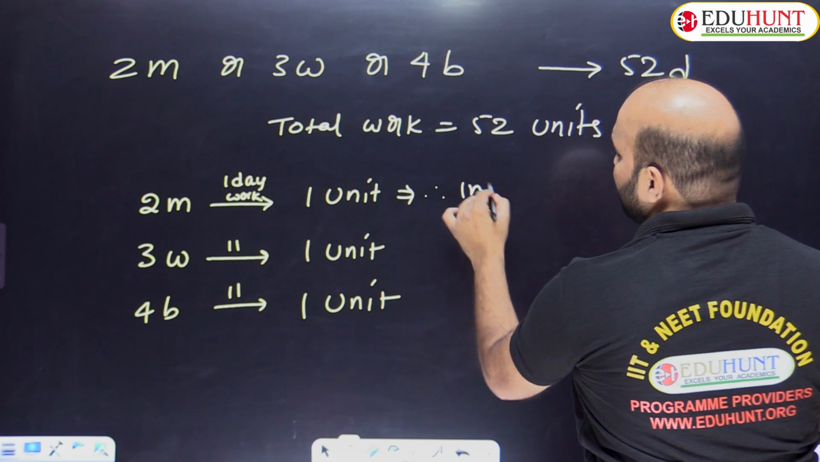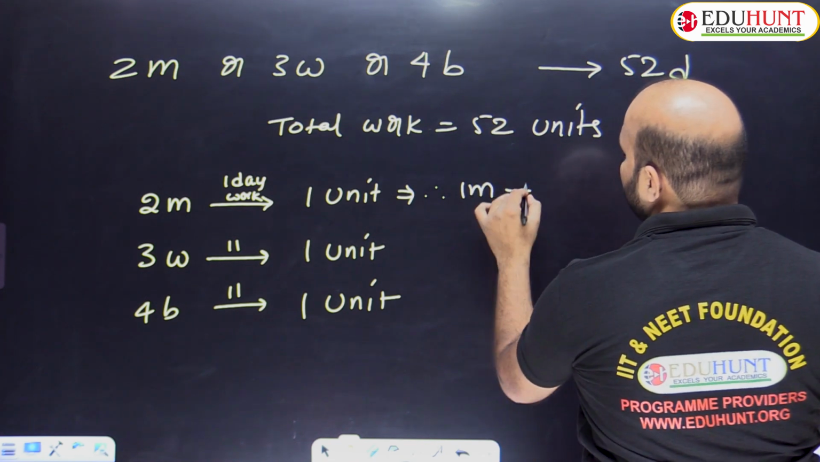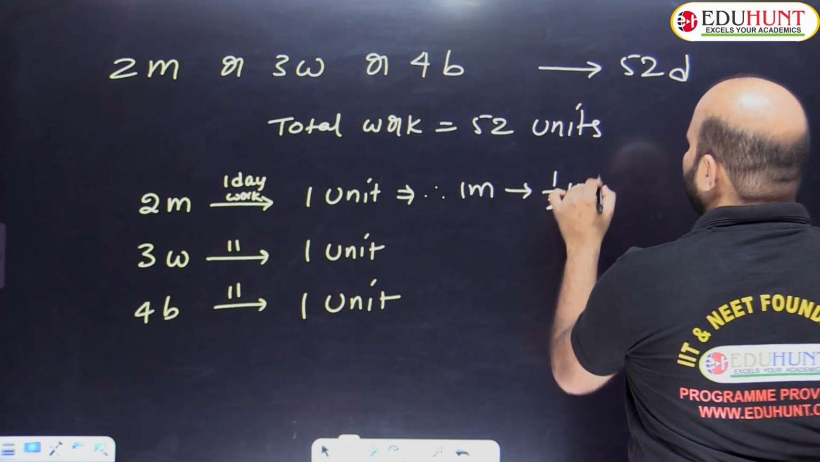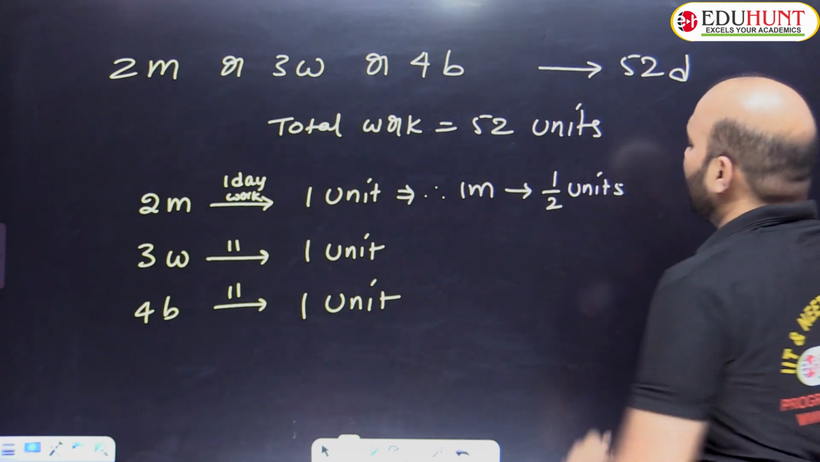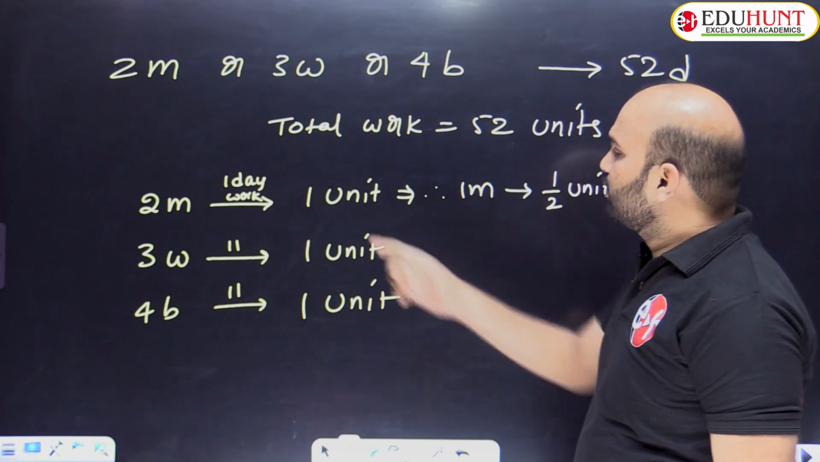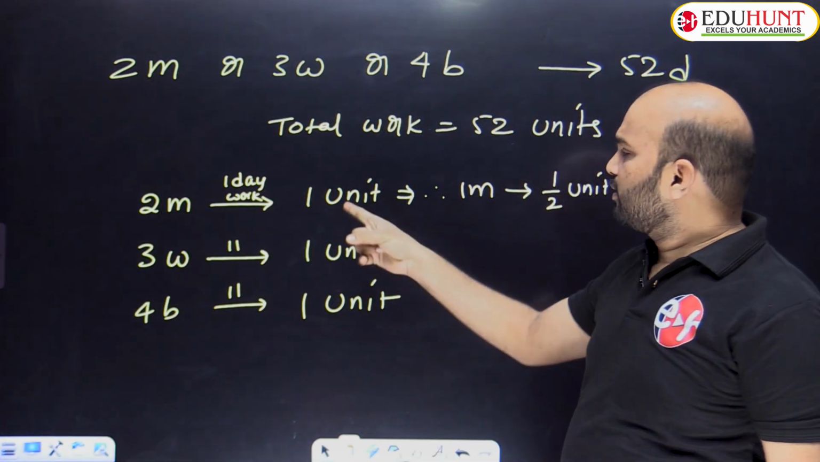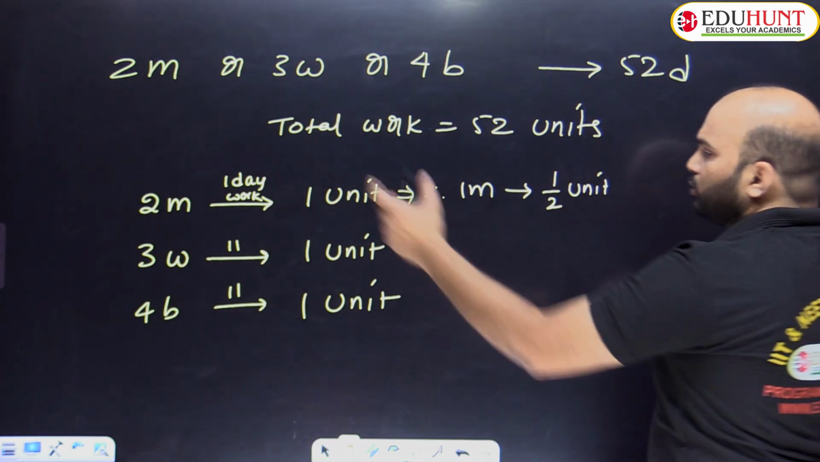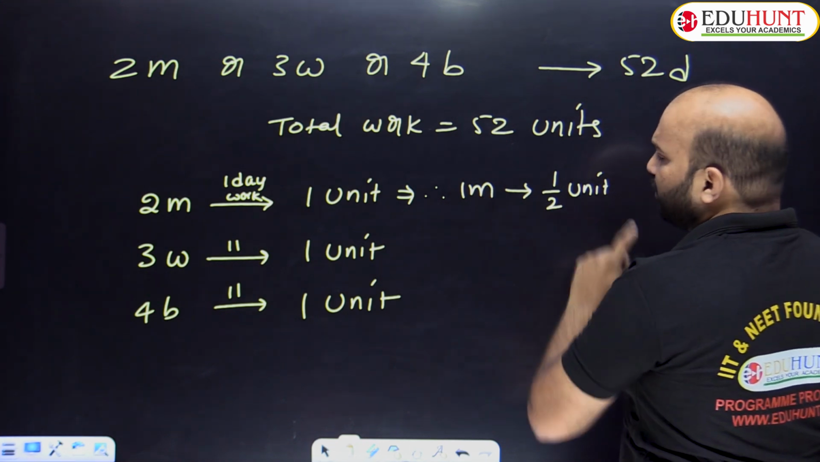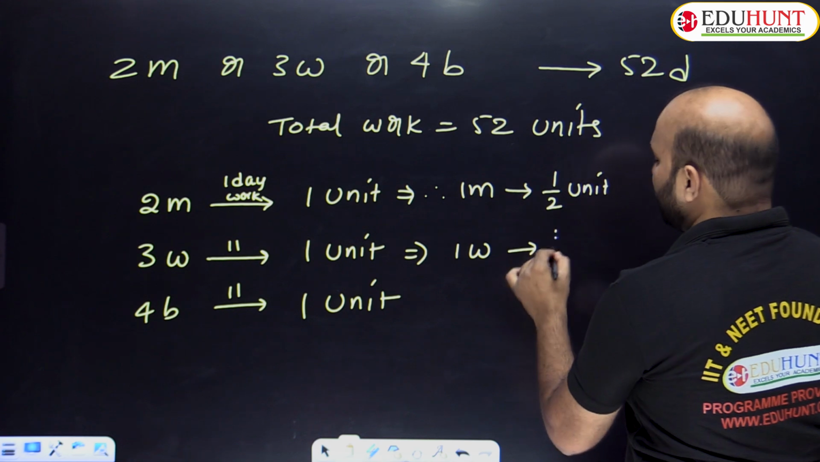Therefore, 1 man completes 1 day work equal to how much? 1 by 2 units. Half a unit. Am I clear? Because 2 men complete the 1 day work, 1 unit, therefore 1 man completes nothing but 1 by 2. Only one man completes half work. Similarly, one woman completes 1 day work, half unit.